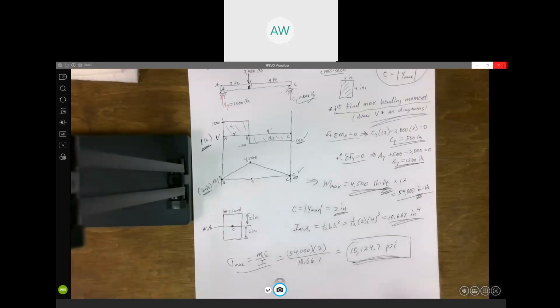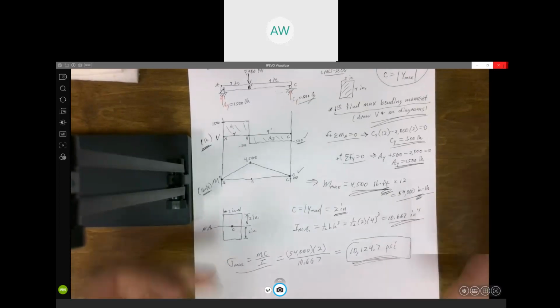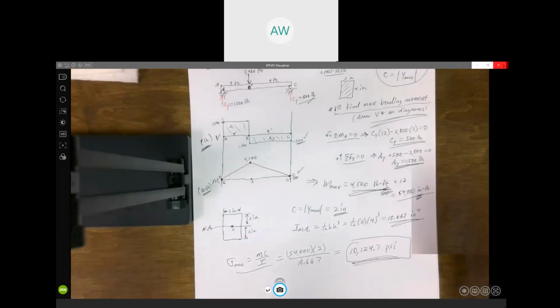Now this one, since our cross section is symmetric, it's going to be the same at the top and the bottom. So if we're bending it this way, you see we have a positive moment. Our maximum compressive stress would be at the top, and it would be negative 10,124.7 psi. And maximum tensile stress would be at the bottom surface, and it'd be a positive 10,124.7 psi. But this problem didn't ask that. It just wanted to know what the maximum stress was. And we found it.